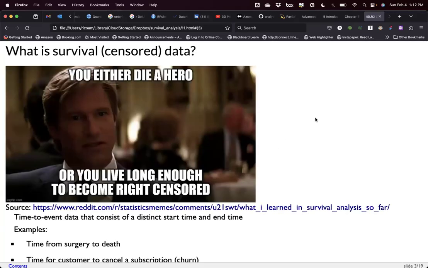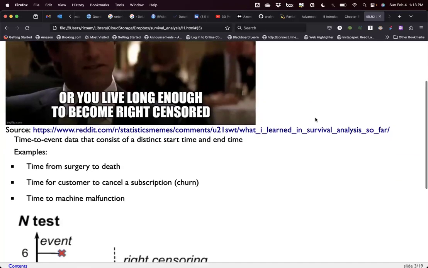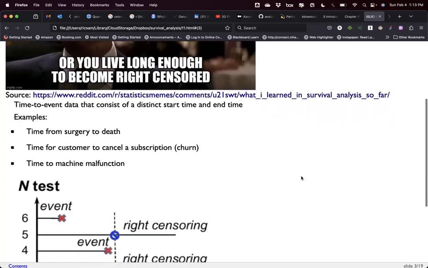Okay, so I found this meme from one of my research, and it says that you either die a hero, or you live long enough to become right-censored. I want to discuss what right-censored means, but I found it a little bit like a joke here. In other words, you don't know if you become a hero or not, right? But that goes to the core of what censored data is.